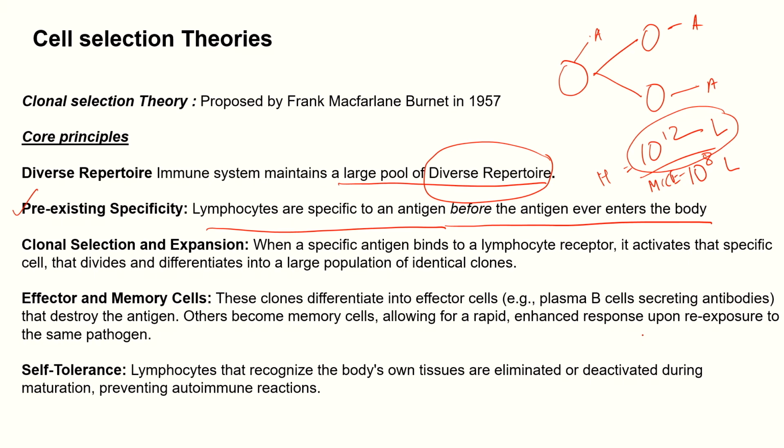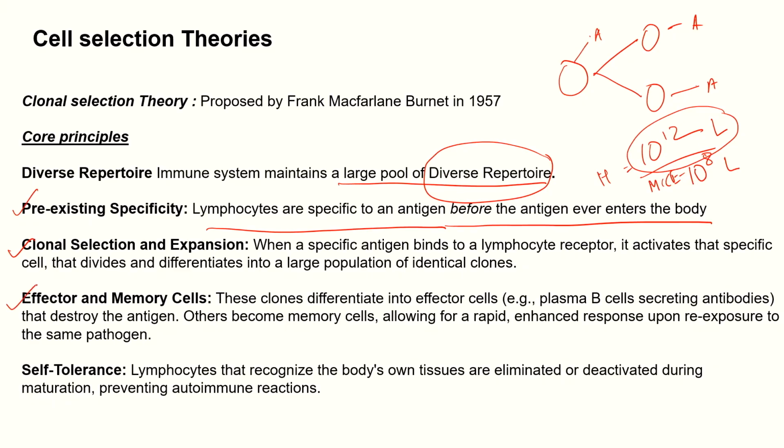The third one is clonal selection and expansion. That means when a specific antigen binds to the diverse repertoire of antibodies, the cell recognizes the particular antigen, there is a receptor-antigen interaction, and once there is an interaction, there is a selection of that particular cell type. Once selected, the same cell population will be expanded to a larger quantity so as to produce a similar kind of receptor, as we have understood from the side chain theory.